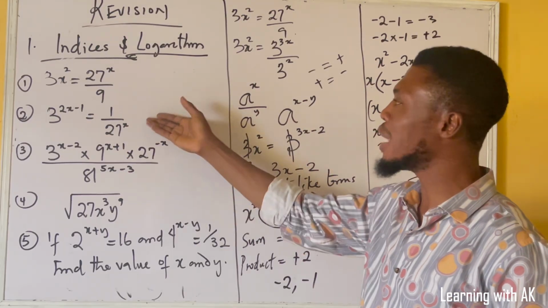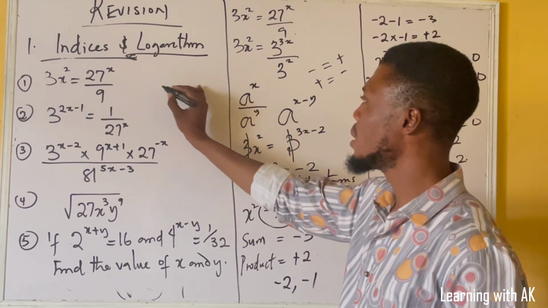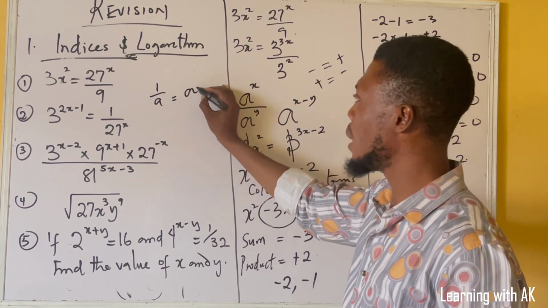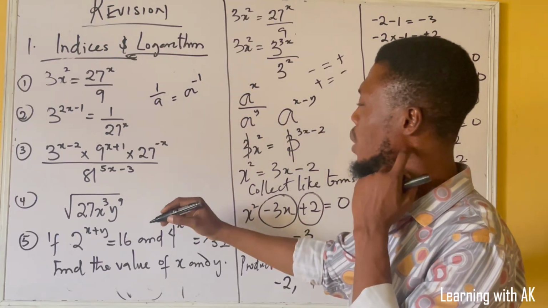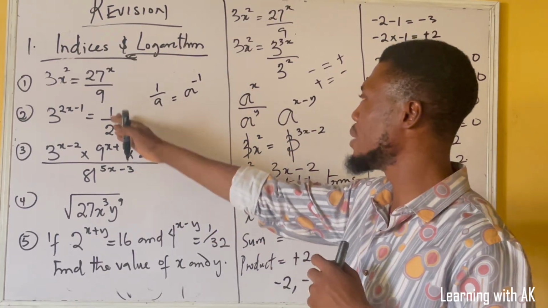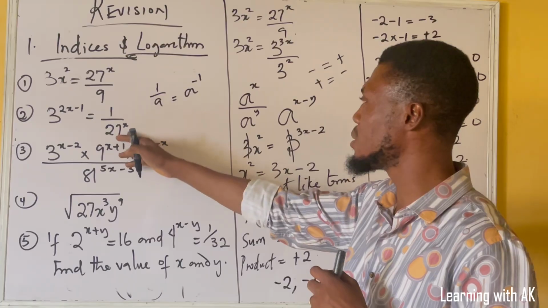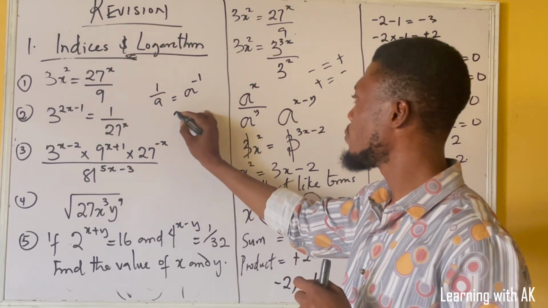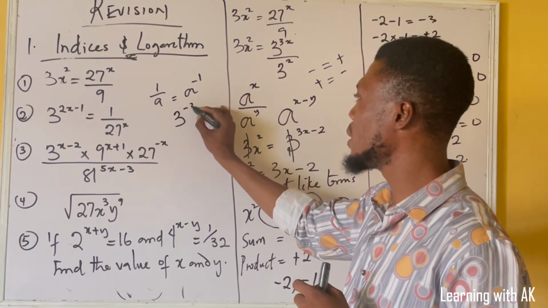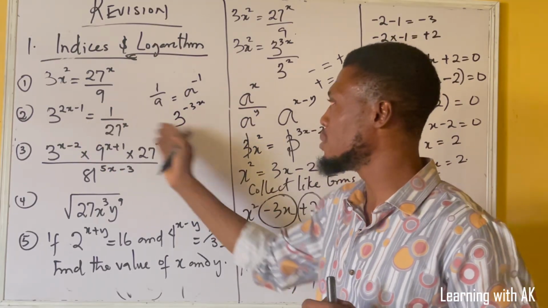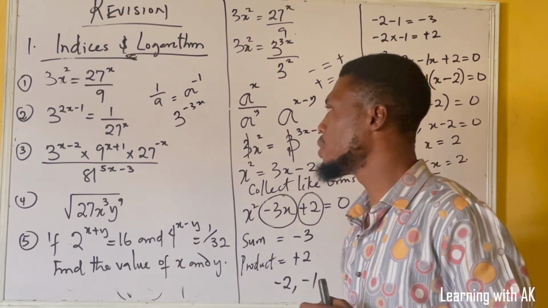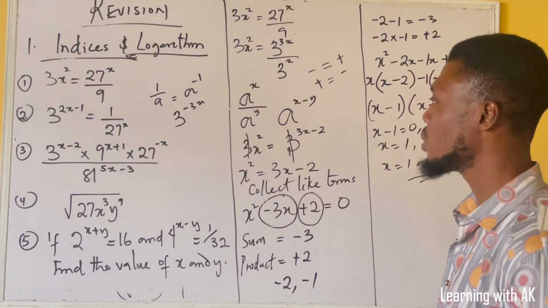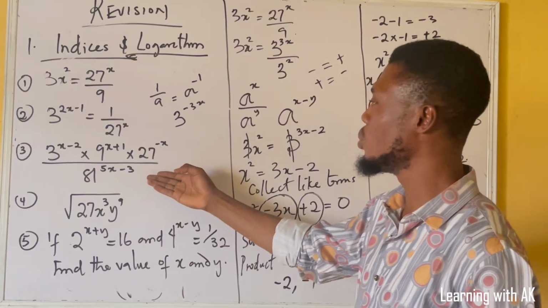Now there's a law you're going to apply here again. Don't forget, law of indices: 1 over a will give us a raised to the power -1. So when you get 1 over 3 raised to the power 3x here, you apply this rule, and it will now turn to 3 raised to the power -3x. Then you can remove the 3, solve it, and get your x. Let me know your answer in the comment section. This is something you can do by yourself.